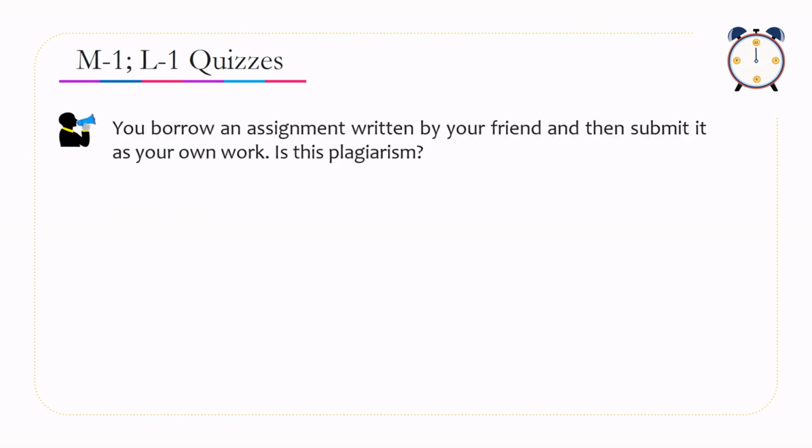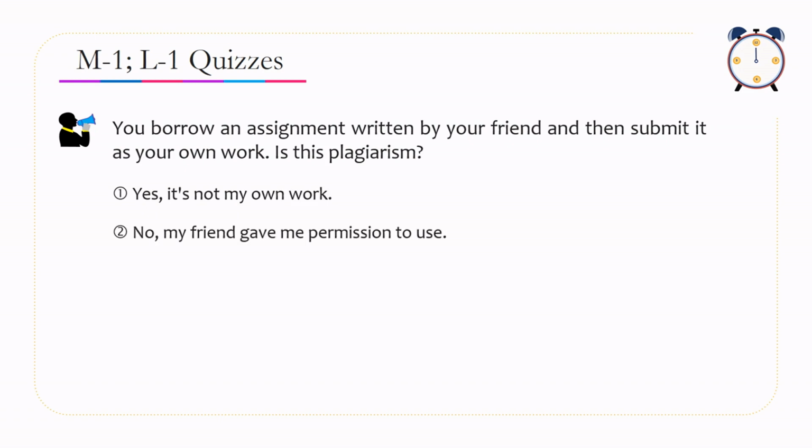Next question. You borrow an assignment written by your friend and then submit it as your own work. Is this plagiarism? The options are 1. Yes, because it's not my own work. 2. No, because my friend gave me permission. Your time starts now. Which one is right? You are borrowing and submitting, which means it's a conscious form of plagiarism, which is intentional plagiarism. The right answer is option 1. Yes, it is, and it's something that doesn't happen accidentally. This action can only be interpreted as a conscious act of academic misconduct.